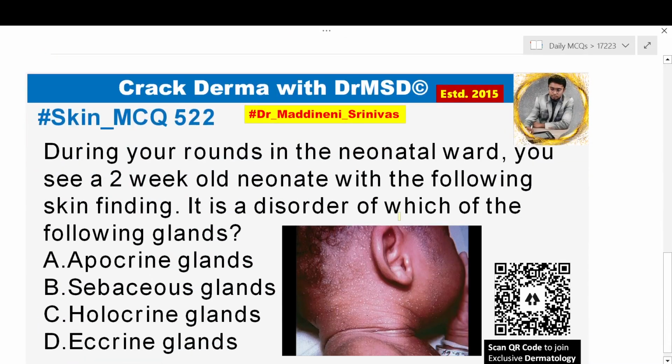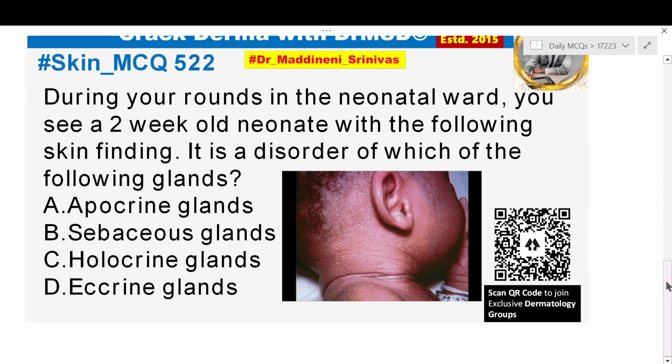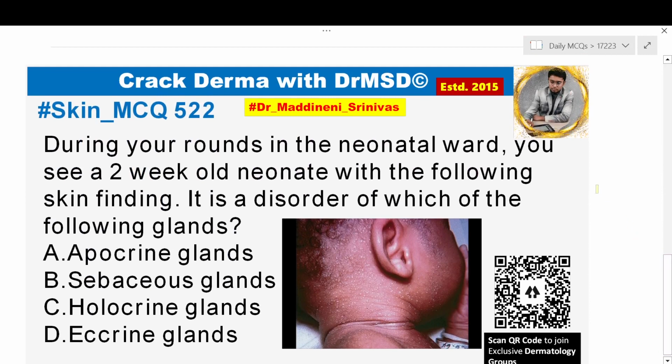So that was about today's MCQ, and one more question I want to ask you: in which of the following diseases do we see antibodies against desmosomes in dermatology? Please leave your answer in the comment section.